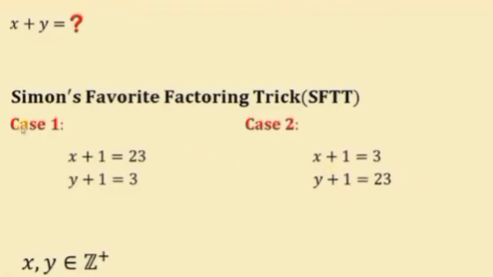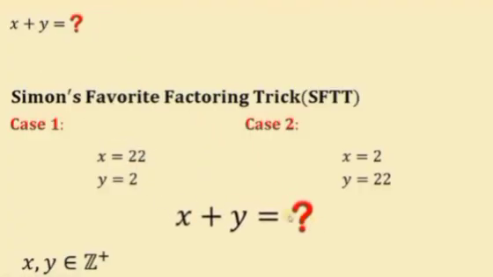Let's have first case number 1. If we subtract 1 on both sides of the first equation, we get that the value of x must be equal to 22. Also, if we subtract 1 on both sides of the second equation, we get that the value of y must be equal to 2. On the other hand, in case number 2, if we subtract 1 on both sides of the first equation, we get that the value of x must be 2. And if we subtract 1 on both sides of the second equation, we get that the value of y must be equal to 22. And take note, we want to find the value of x plus y.